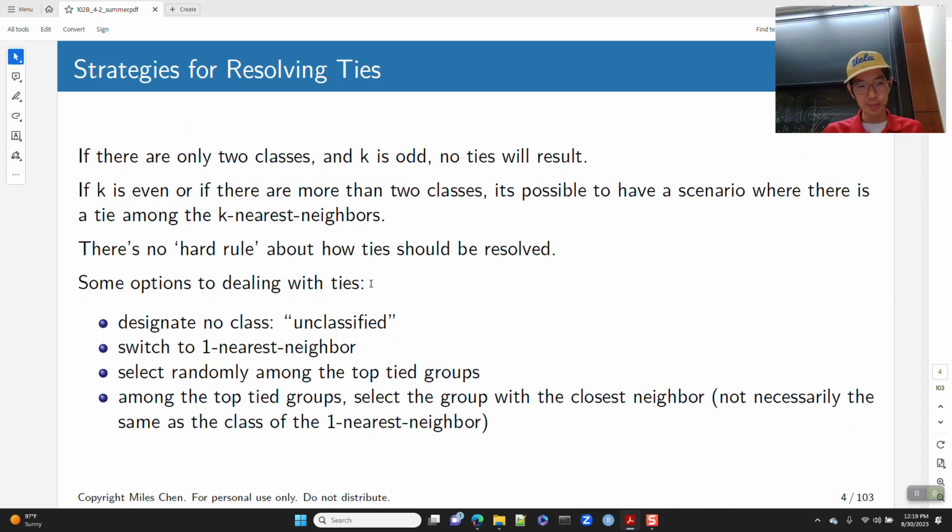You can also select randomly. So if you have 4A, 4B, and 1C, you can just flip a coin and choose between A and B. Or you can say, between A and B, which one has the 1 nearest neighbor? And that's not necessarily the one in the 1 class. Because if you had 9 points, 4A, 4B, and 1C, it is possible that the 1C was the 1 nearest neighbor. So the 1 nearest neighbor is not necessarily the nearest of the closest ones. So these are strategies for resolving ties.